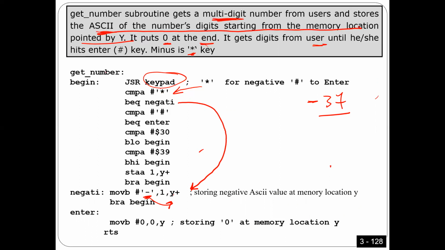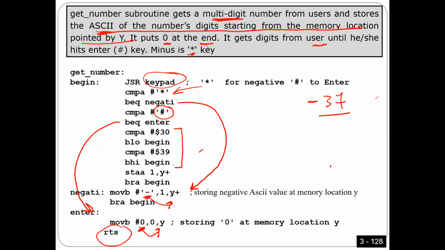If it is not asterisk, I'm gonna check if it is pound. If it is pound, it means I'm done, because this is always the last key after you finish entering your number. The last key you have to hit is pound. So if it is pound, I'm gonna come to here, I am done, and then I'm gonna put 0 at the very end and then return. Is that okay? And now if it is not this one.